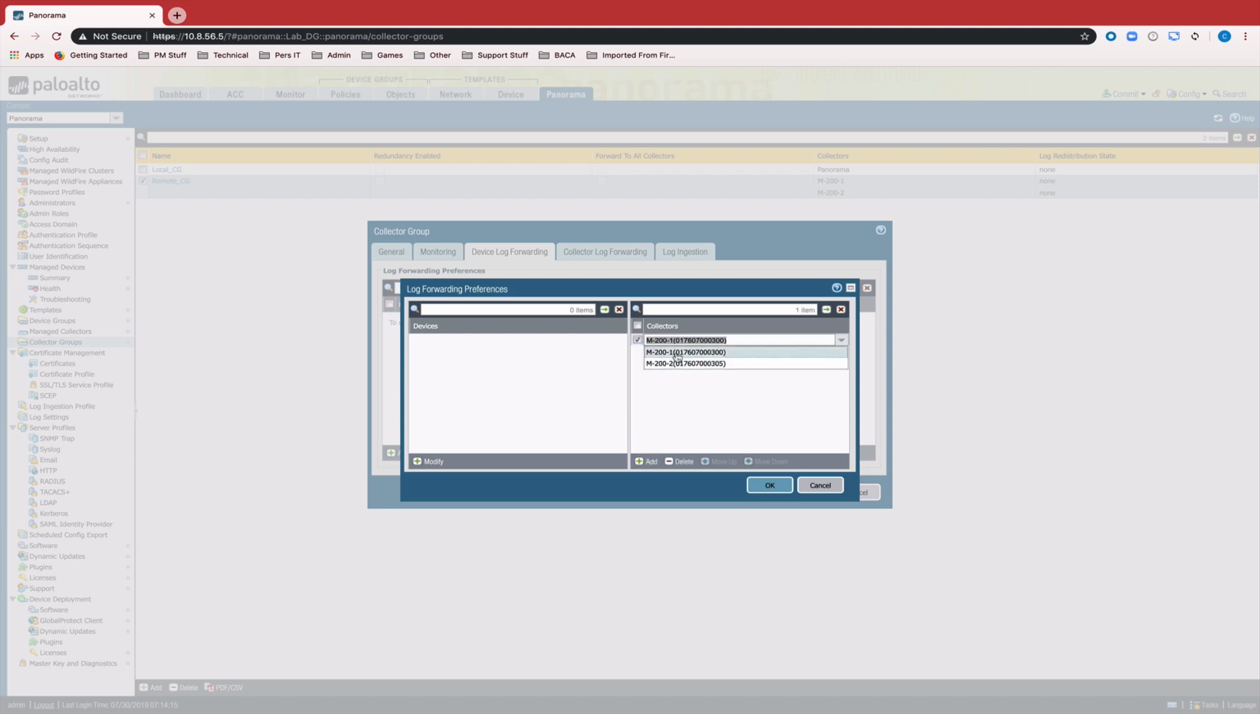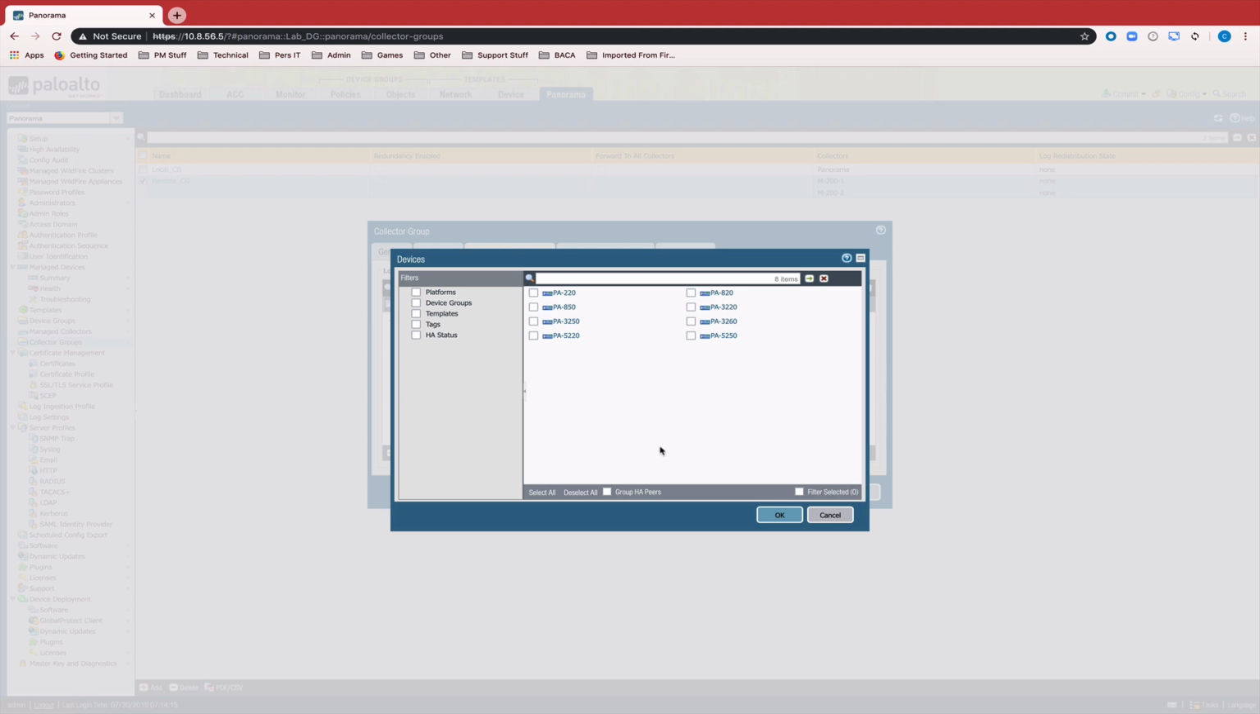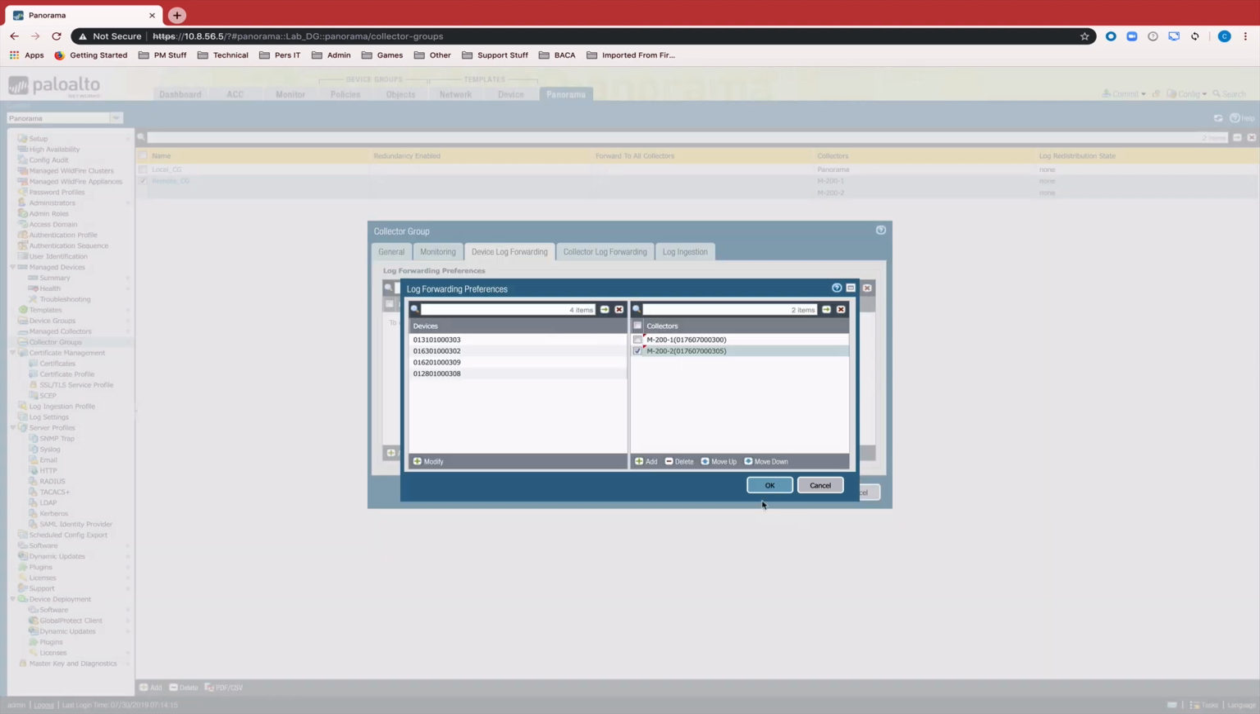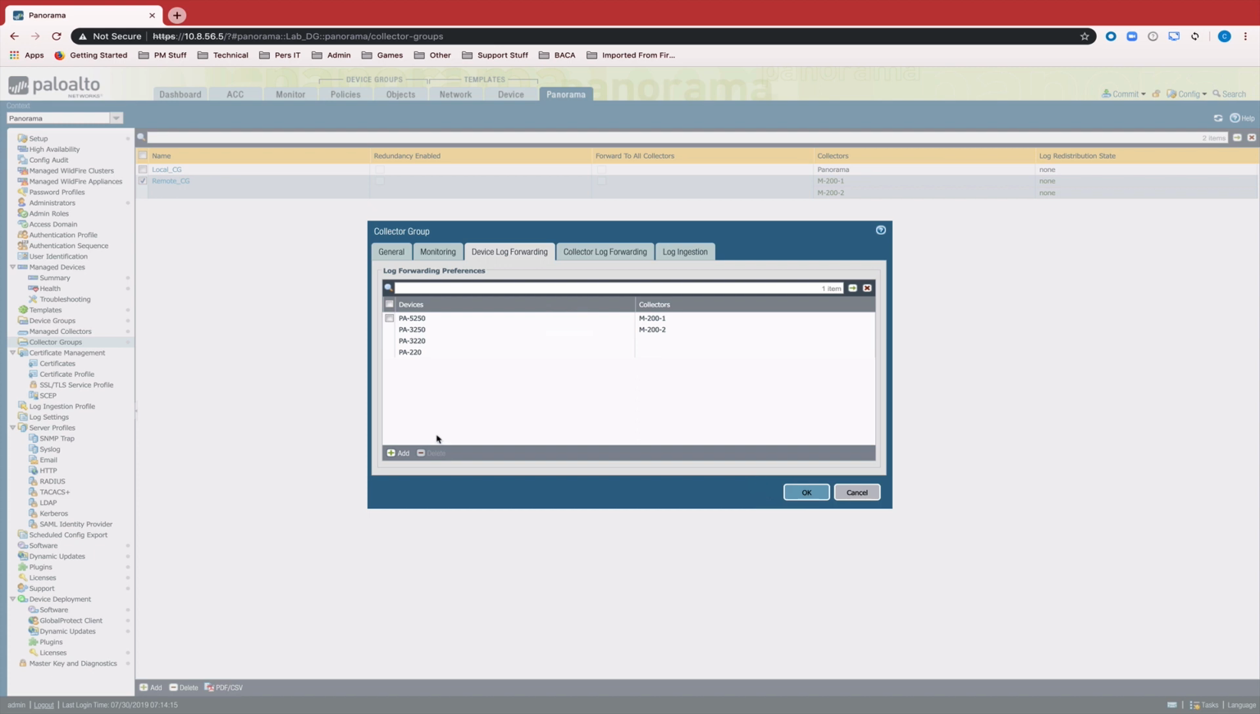And for collectors, we're going to add M200-1 as the primary and M200-2 as the secondary. And then we're going to add about half of our firewalls. In this case, we have 8 firewalls, and they are varying models with varying capacities to generate logs. But for demonstration purposes, we're going to try and spread them out as much as possible. And there we have one preference list.